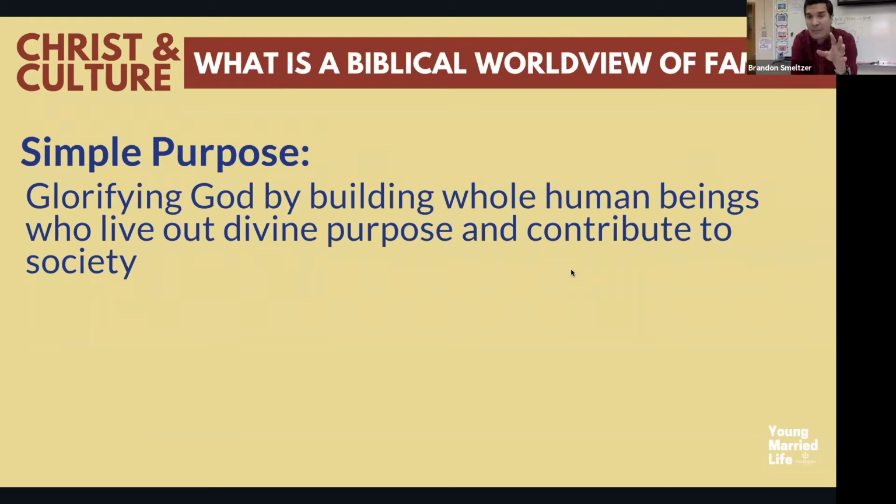So think of it this way. I've talked to you about the postures of truth. I talked to you extensively about this in philosophy. There are only four postures toward truth, right? We're either living in harmony with truth, living in rebellion to truth, confused about truth, or ignorant about truth. Well, this definition of family, glorifying God by raising up whole human beings who live out divine purpose and contribute to society, we're either living in harmony with it, rebelling against it, confused about it, or ignorant of it.